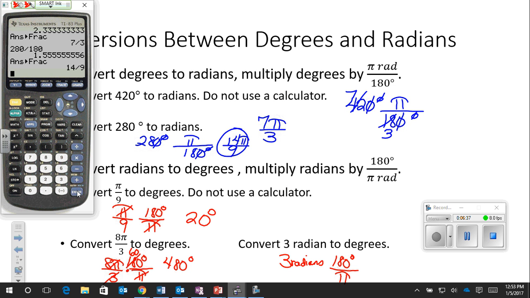So now we're going to take our 3 times our 180, and divide that by pi. So 540 divided by pi, not 548, 540 divided by pi, and use your pi button. It's the shift of the caret key, your power button, so it's right above your divide, and you get 171.89 degrees.